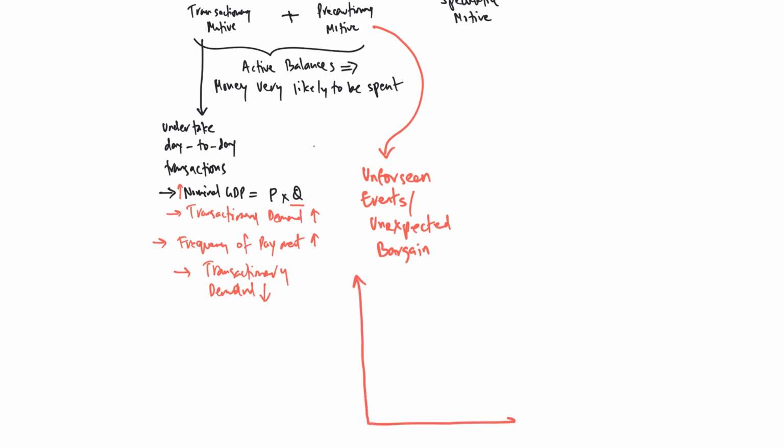So if I draw a graph, if I have interest rates here, and if I have the quantity of money, it's going to be very vertical, interest inelastic. And let's call this transactionary and precautionary demand LP1, liquidity preference 1.